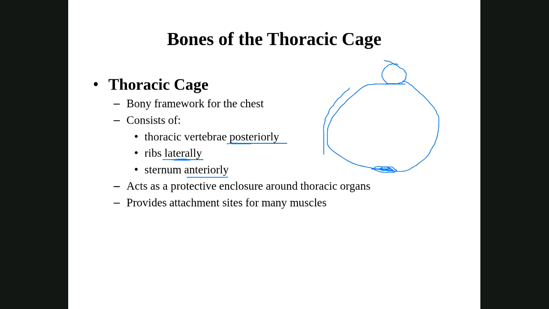Okay. And its job is obvious. It's got a couple jobs. One is to protect, but also to provide structures for muscles and other things to attach onto. So a big function of the thoracic cage is protection. Another function is an attachment site for muscles. Keep that in mind when we're talking about the thoracic cage.